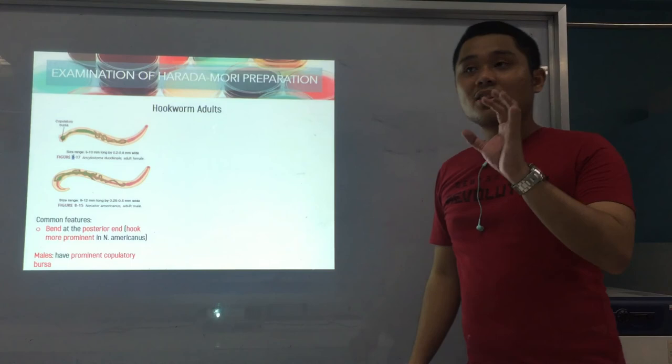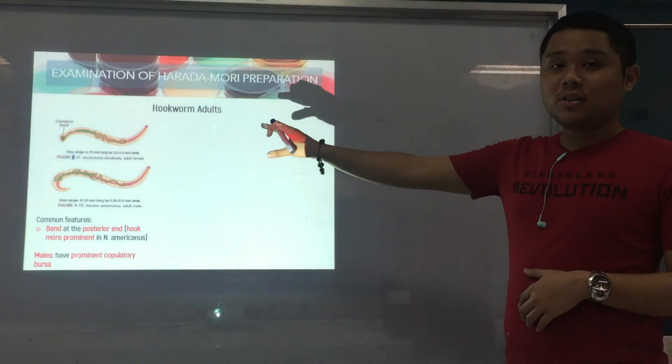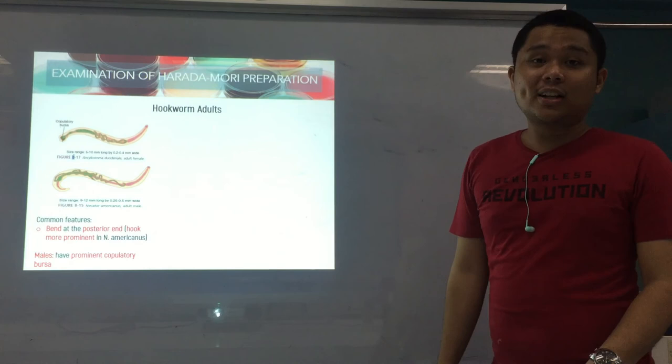By the name itself, the copulatory bursa is used for copulation. It's their organ for copulation in the adults. Don't be confused with the larva, which has the genital primordium; it's still their genital organ, but that's for the larva. For adults, it's the copulatory bursa.